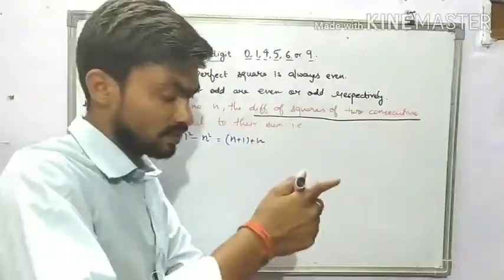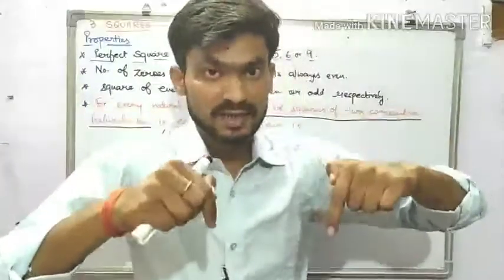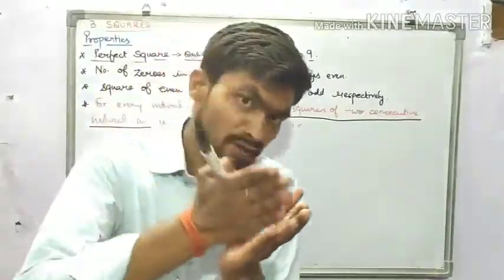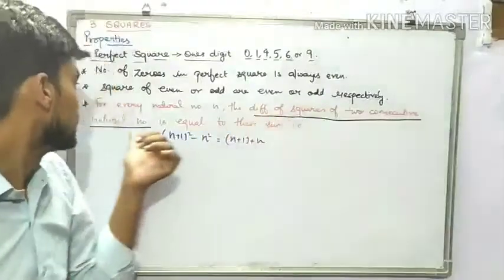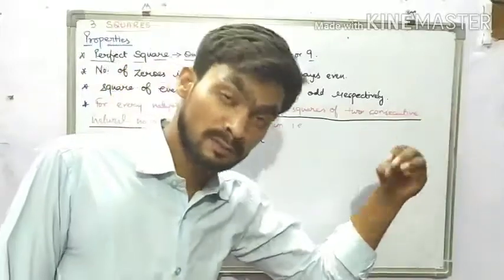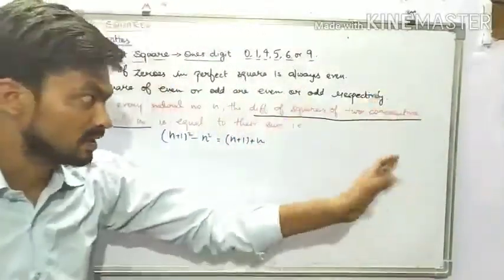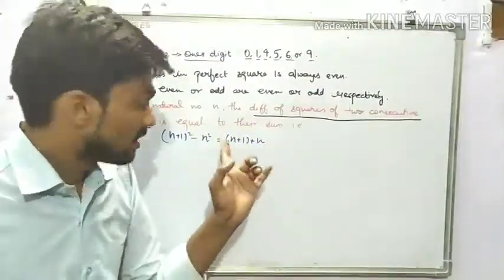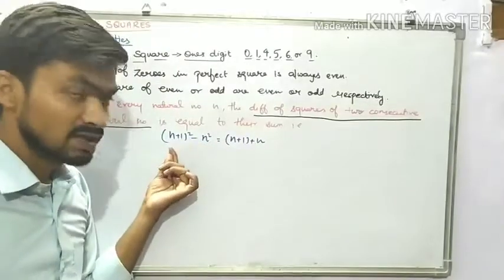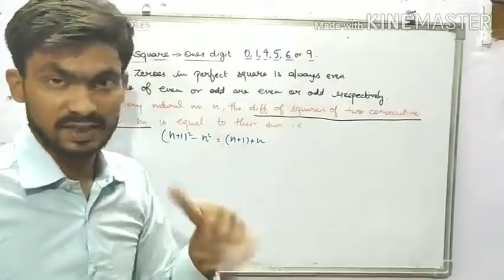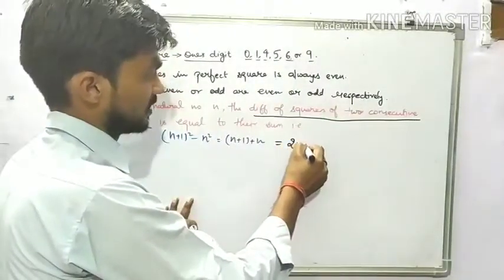Like we are considering two numbers 5 and 6. So the square of 6 and the square of 5 is being subtracted. The difference means we have to subtract the smaller number's square from the greater number's square, and this is equal to their sum. Very easy to find. How? This is the result: n plus 1 is the greater number, n is the smaller number, so n plus 1 plus n. You simply have to add it, or you may write this as 2n plus 1.